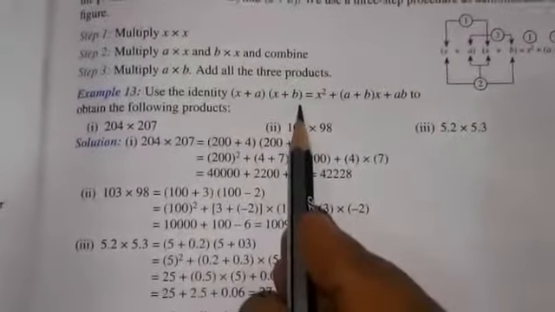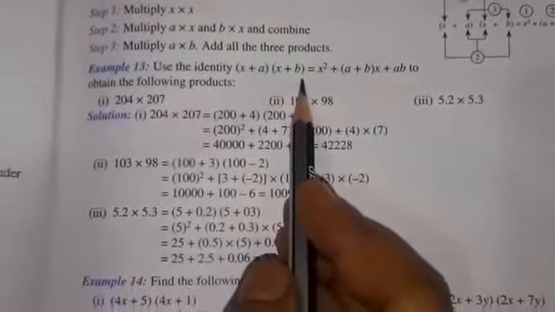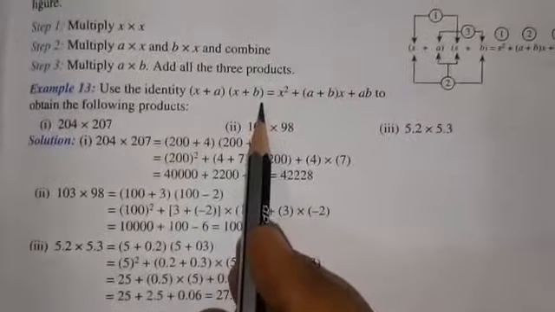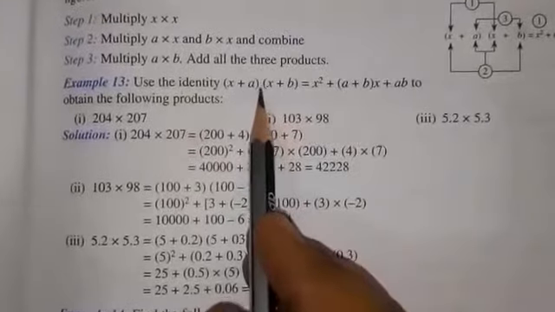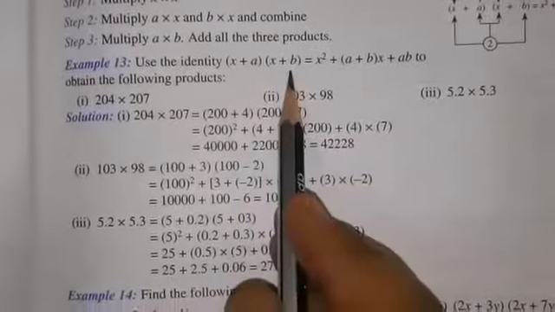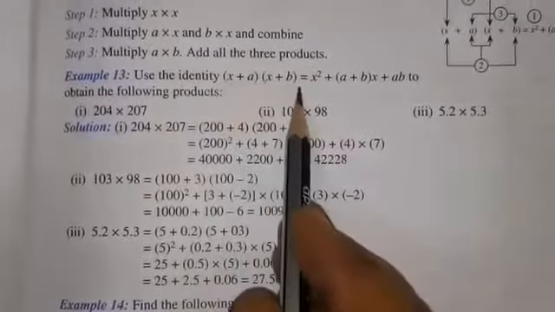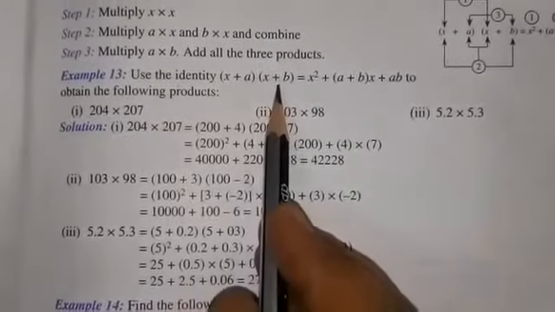Now what do we see here? This is the LHS of the identity, the left hand side of the identity. What do we see there? We see a product of two binomials. This is a binomial. This is also a binomial.